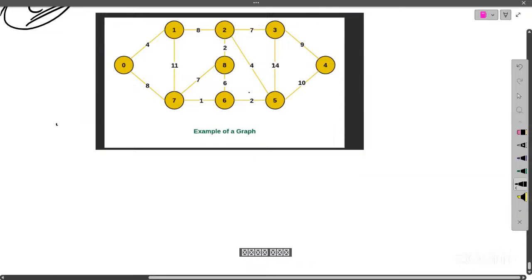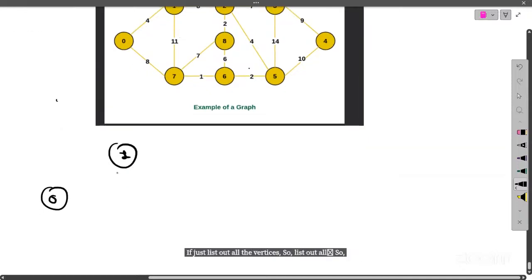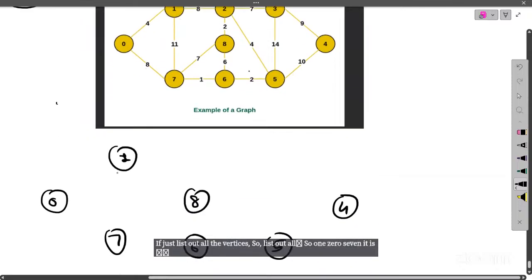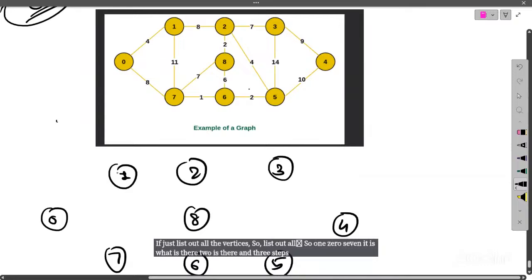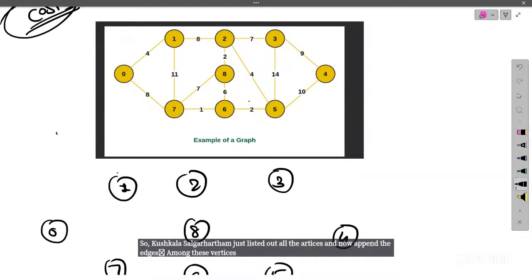Now, Kruskal's algorithm is, I think, easier than Prim's algorithm. Kruskal's algorithm says just list out all the vertices: 1, 0, 7, 8, 6, 5, 4, and 2 and 3. So list out all the vertices and now append the edges among these vertices with two restrictions. The first restriction is choose the minimum cost edge, and the second restriction is do not create a cycle. That's the only two restrictions we need.